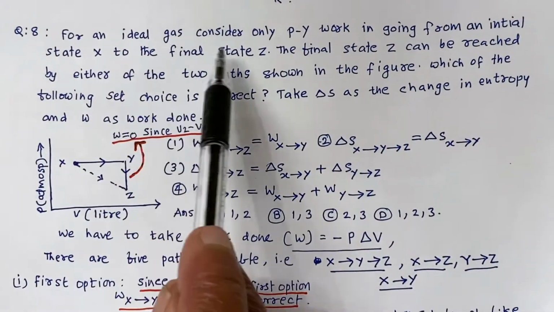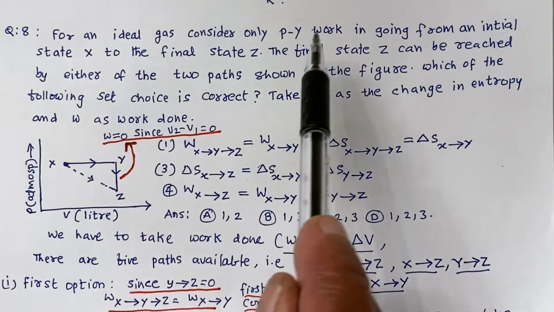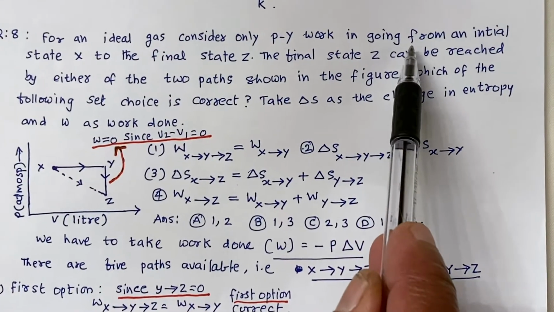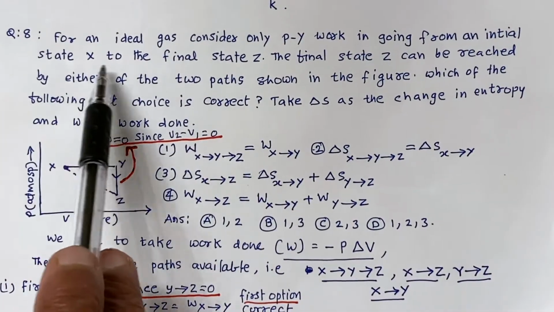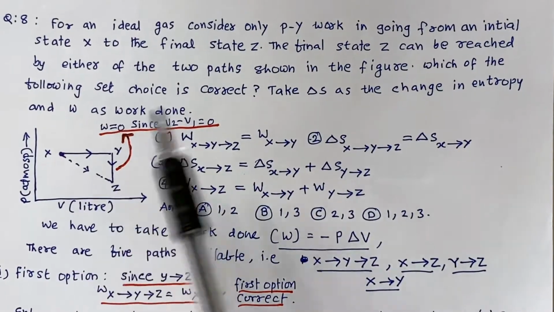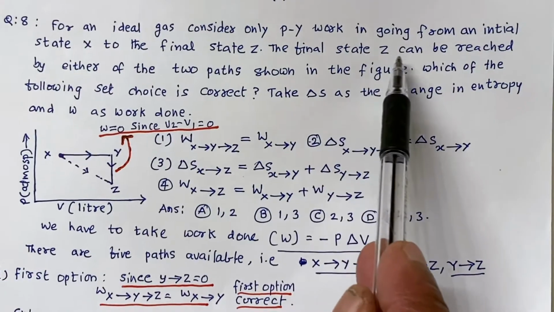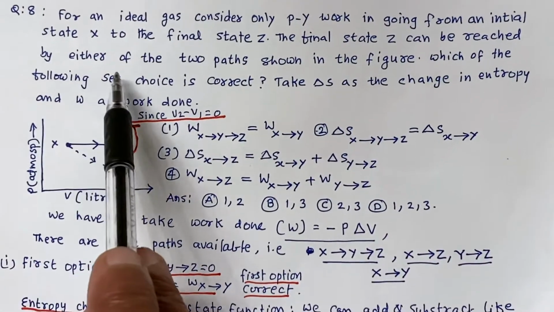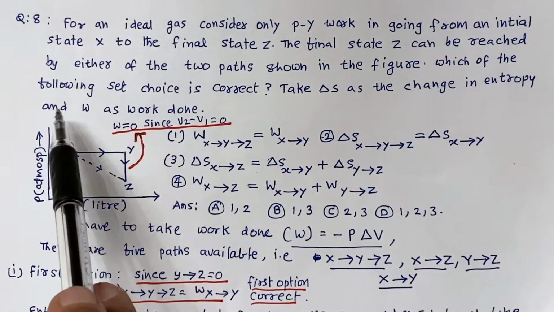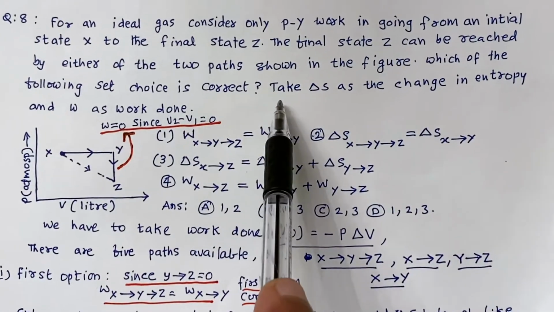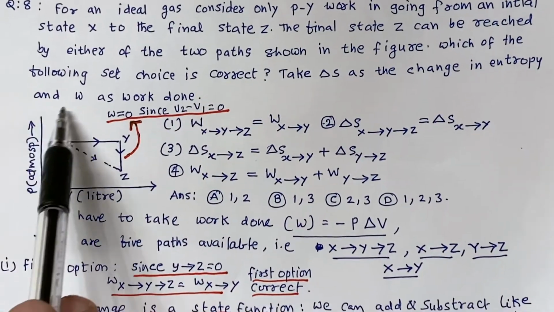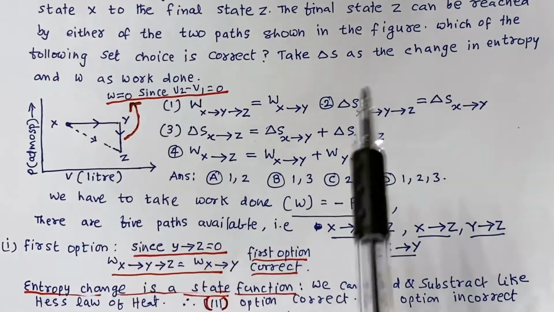So for an ideal gas, consider only PV work in going from an initial state X to the final state Z. The final state Z can be reached by either of the two paths shown in the figure. Which of the following choices is correct? Take delta S as the change in the entropy and W as the work done.